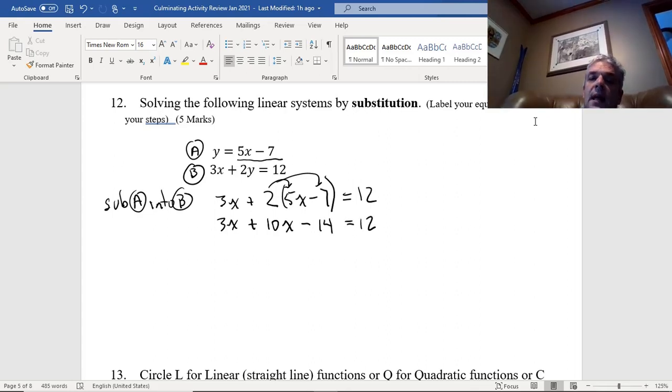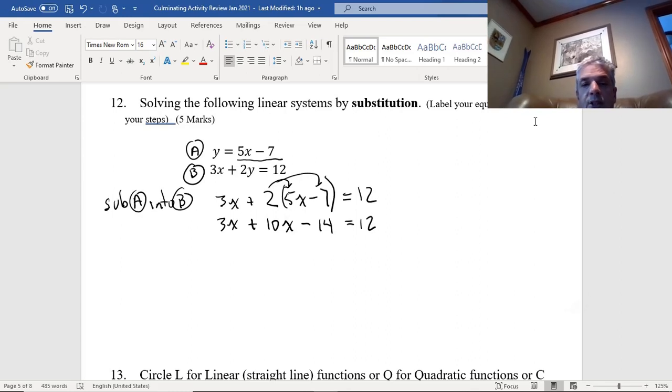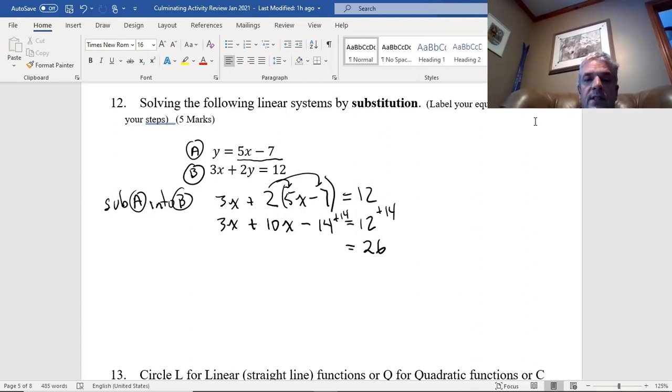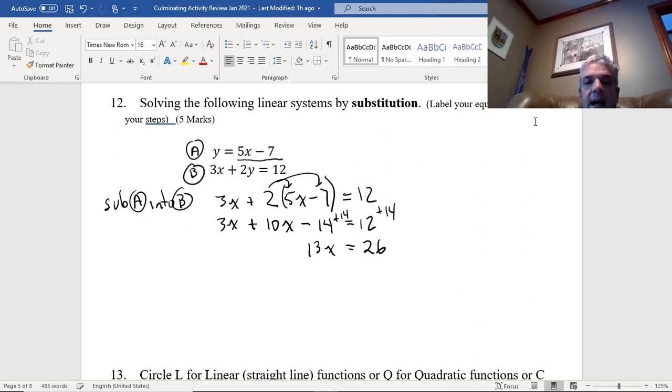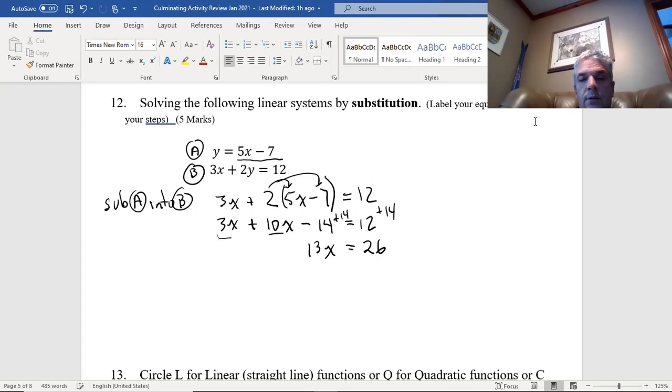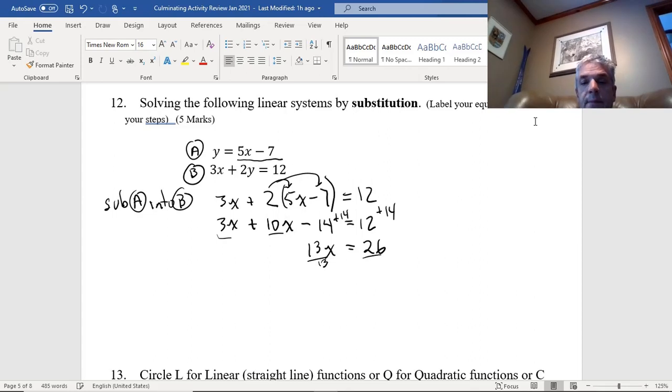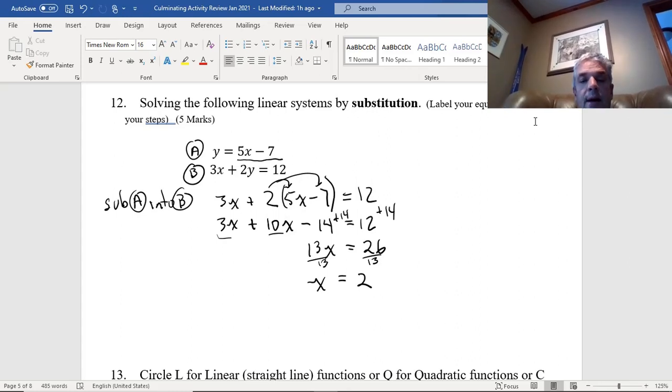Now I'm going to collect like terms and move things around. Remember, the x values stay on the left, the numbers go to the right. So I say plus 14 here, plus 14 here. That gives me 26, and this gives me 13x when I add these two together. Okay. Now I divide both sides by 13, and I get x equals 2. Look at that. Nice, clean answer. So I have half of my answer.